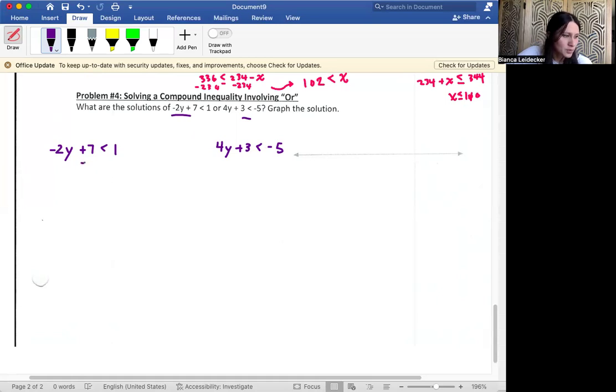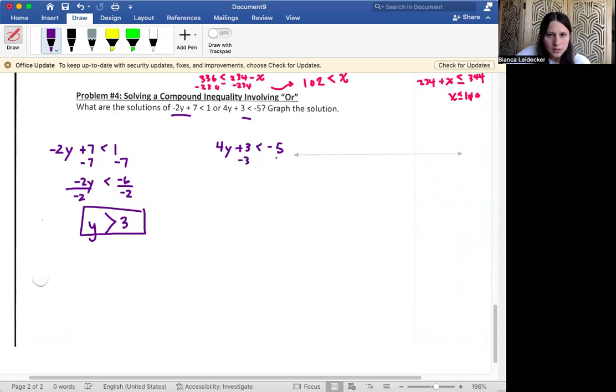So I'm going to subtract 7 on both sides. Negative 2y, this would be negative 6. Divide by negative 2. What happens when you divide by a negative 2? You flip the inequality, so don't forget to do that. You're going to flip it, and this becomes positive 3. Y is greater than 3.